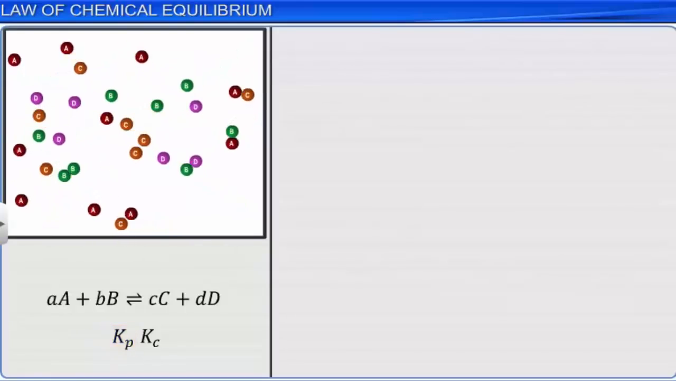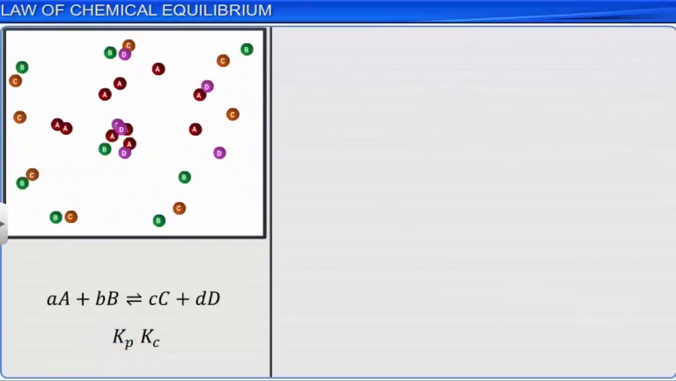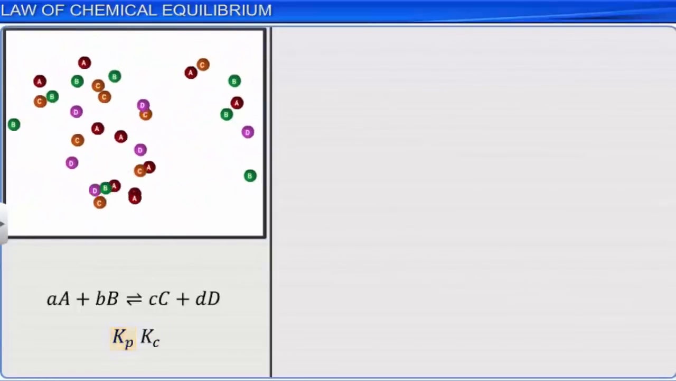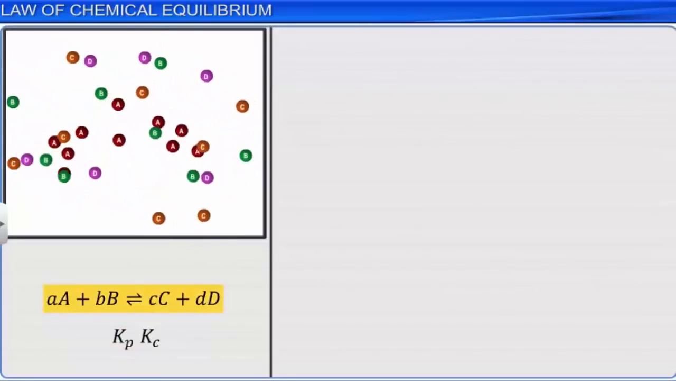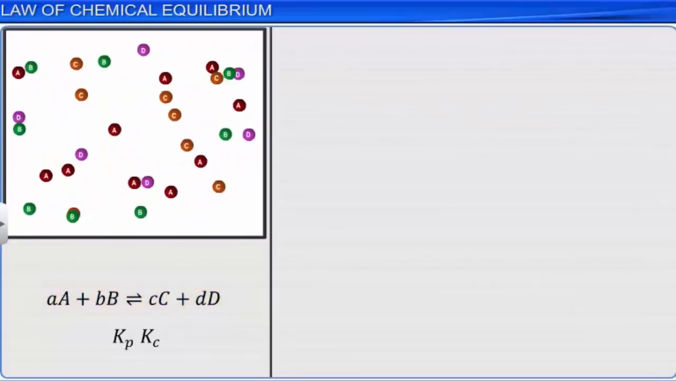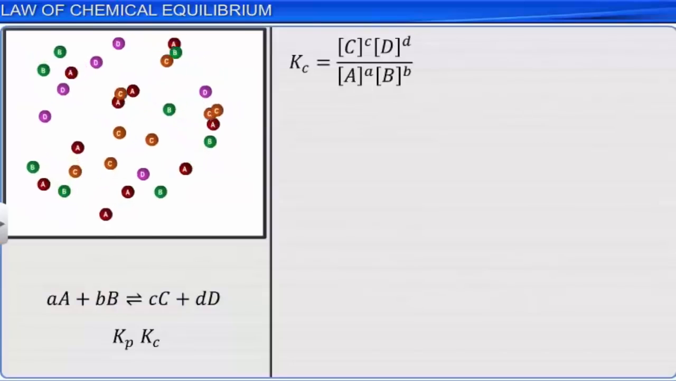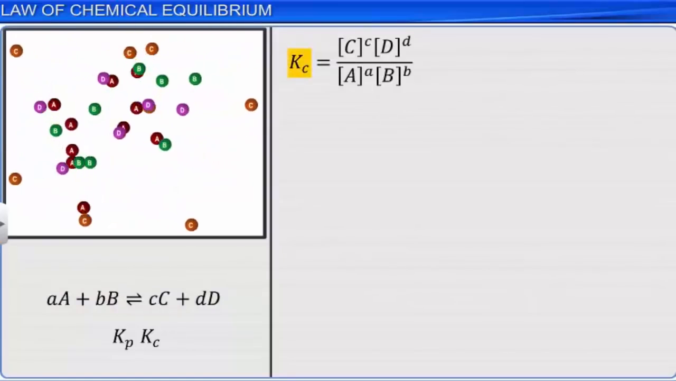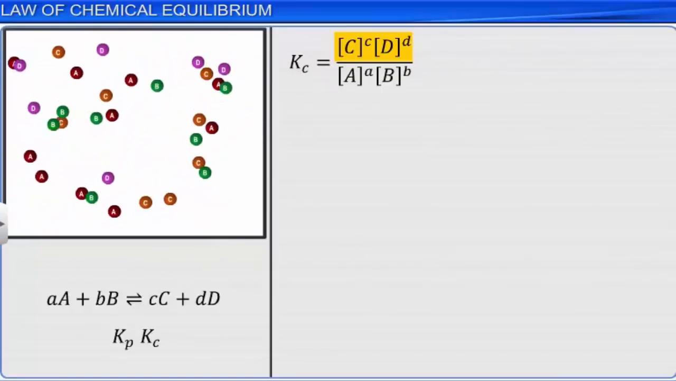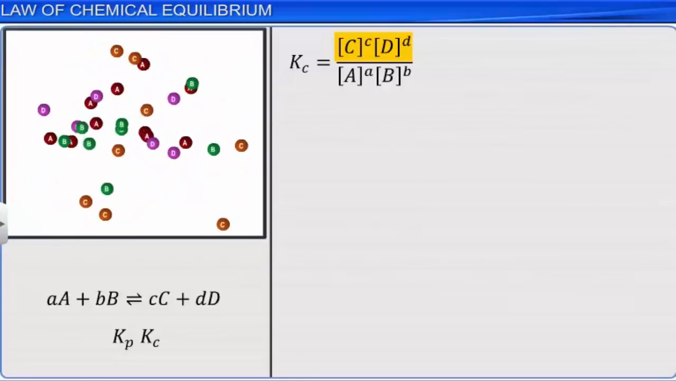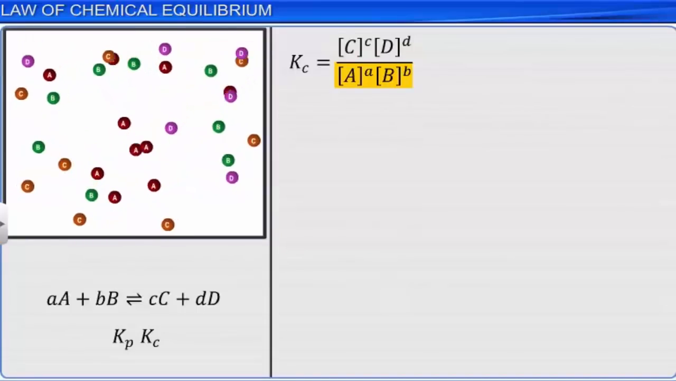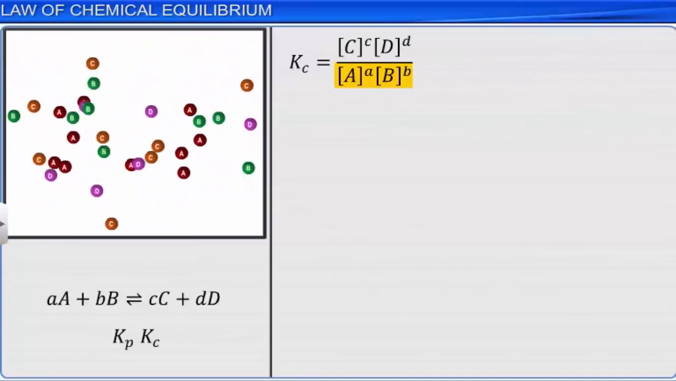Let us examine the relationship between the two equilibrium constants, Kc and Kp. For a general reaction of the type aA plus bB in equilibrium with cC plus dD, the equilibrium constant is written as Kc is equal to the product of the concentration of the products C raised to the power of c and D raised to the power of d respectively, divided by the product of the concentration of the reactants A raised to the power of a and B raised to the power of b respectively.